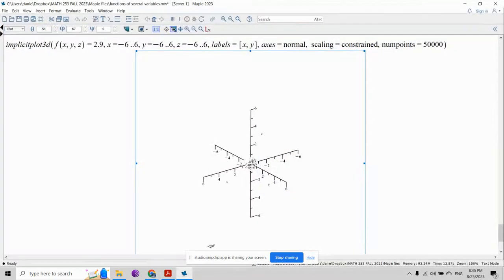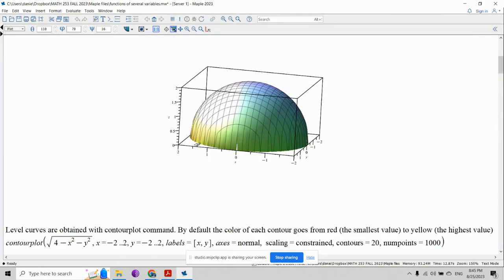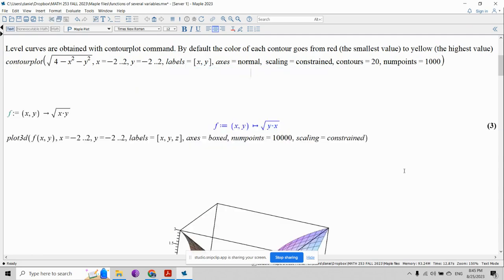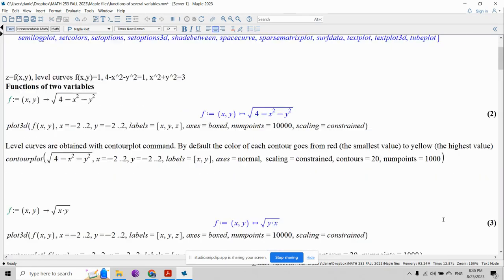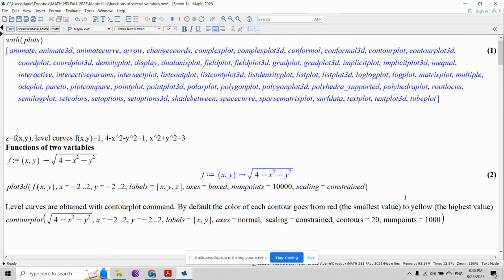So with that, let's go to the Maple demonstration here. I already sketched some of these things. Let's actually clear this up so that we can run them one more time, see how they pop up.